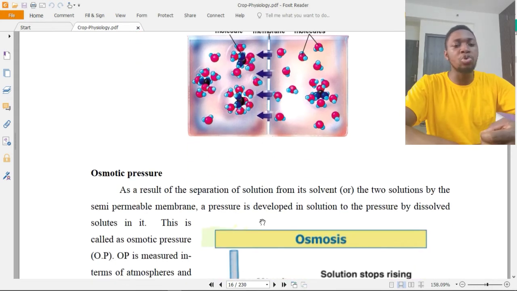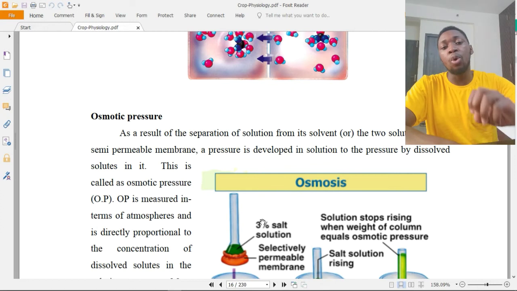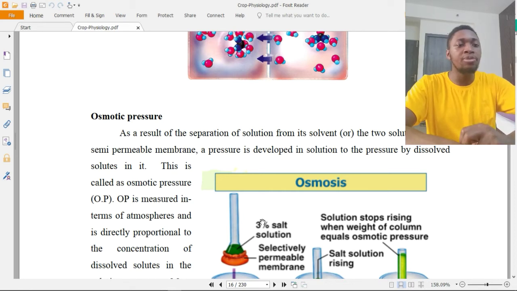When we talk about osmosis, we bring attention to what we call osmotic pressure. As a result of the separation of the solution from its solvent, the two solutions by the semi-permeable membrane, a pressure is developed in the solution due to the pressure by dissolved solutes, and this is known as osmotic pressure. Osmotic pressure is abbreviated as OP.